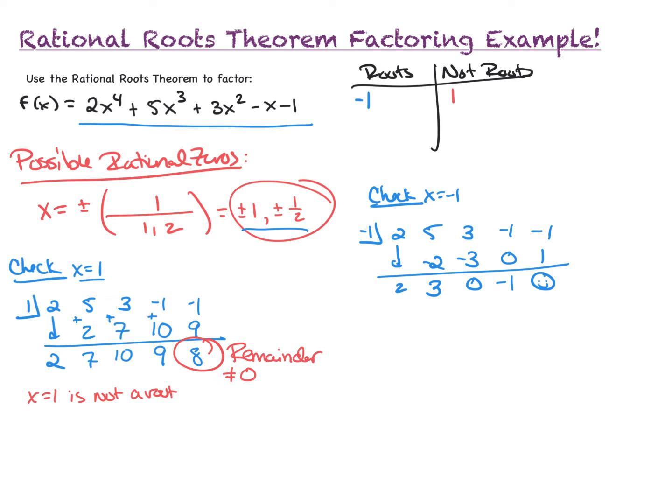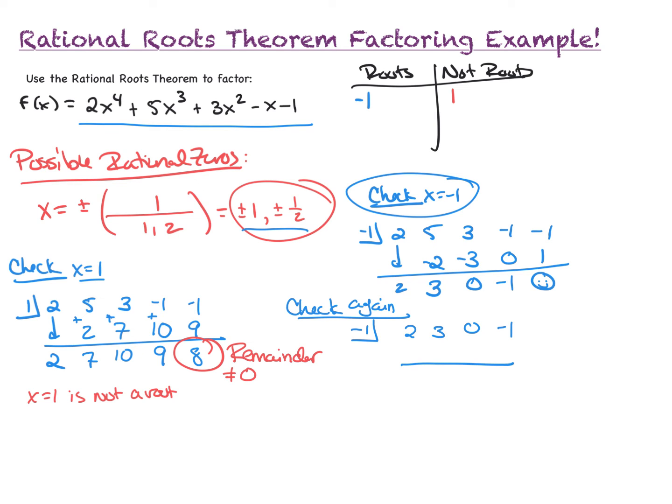Now, one very important thing to remember is, after figuring out something that does work, one of your roots, not only do you want to check your next number with 2, 3, 0, -1, but you want to check -1 again. Every once in a while, you get a root that appears twice, like maybe you have x plus 1 parentheses squared. And if you check -1 again, you'll be able to tell if that happens.